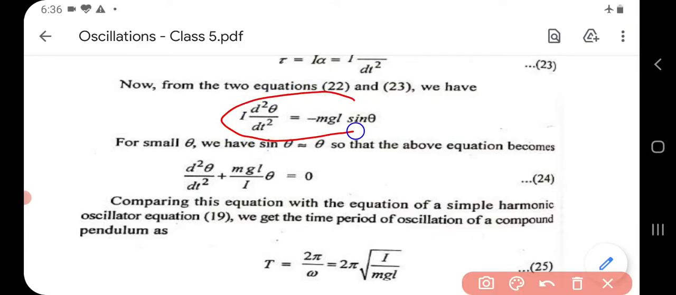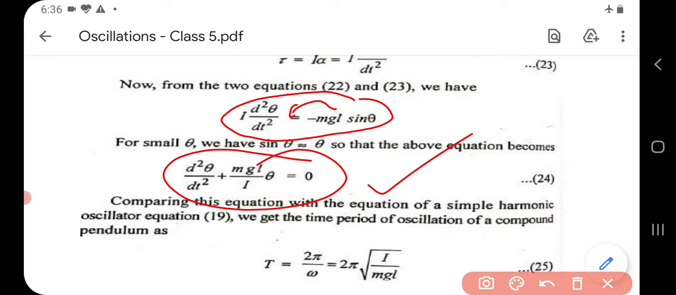So what we have done is take this term to this side, then divide throughout by I, and then, assuming theta to be small, we write sine theta as theta. Then you will get this equation.